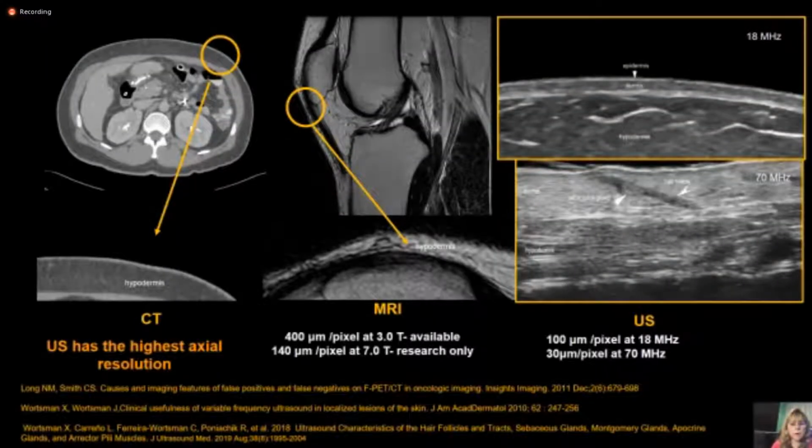If we compare the resolution of ultrasound with computed tomography and magnetic resonance imaging, the axial spatial resolution of ultrasound is much higher. Please note that if you try to look for the epidermis and dermis in computed tomography, it's impossible. And the same thing on MRI. You can notice something of the hypodermis, but that's it.